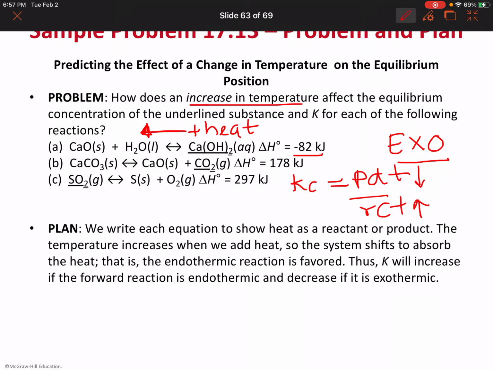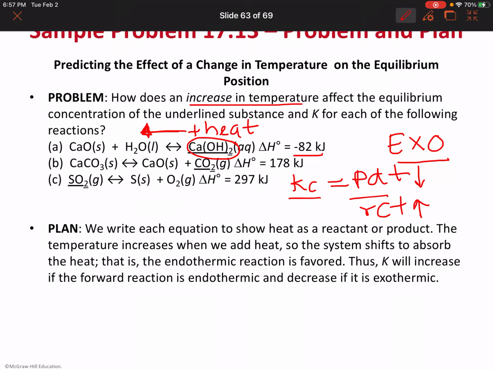What's going to happen to the ratio? Kc is going to decrease. Okay, so the reaction will proceed to the left and the Kc will decrease. The equilibrium constant will decrease. And then what happened to the calcium hydroxide? If the reaction is moving to the left, the calcium hydroxide concentration decreases.